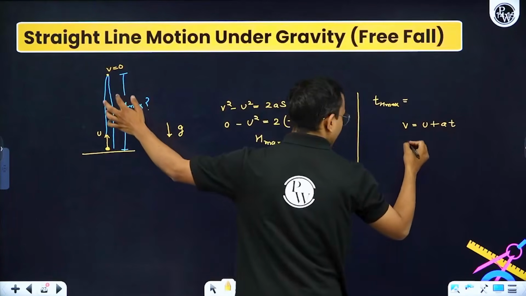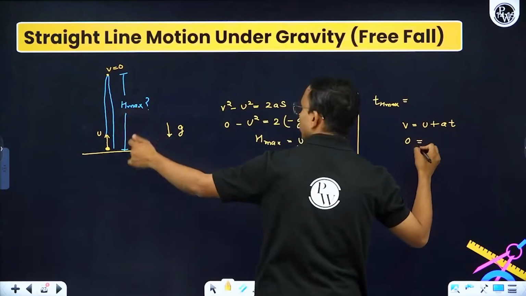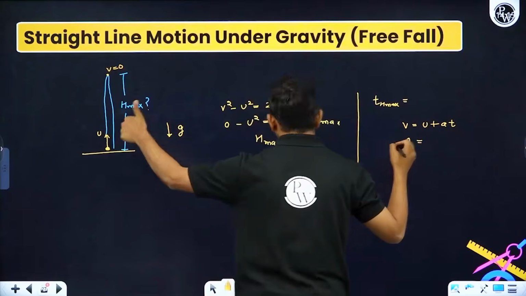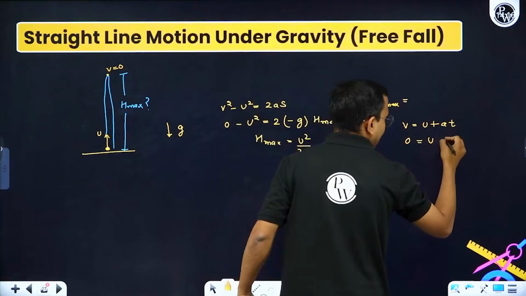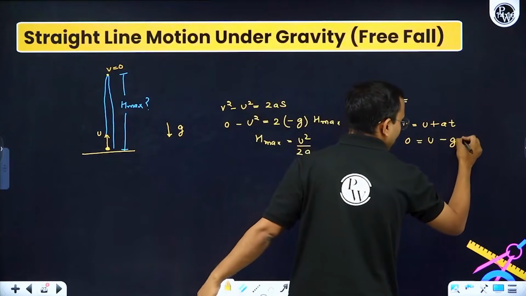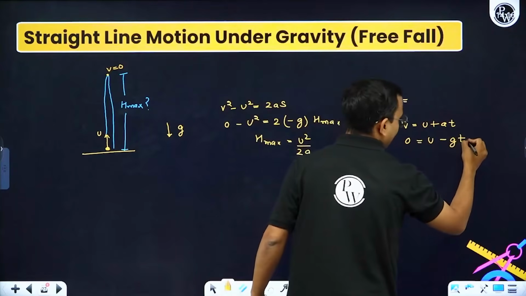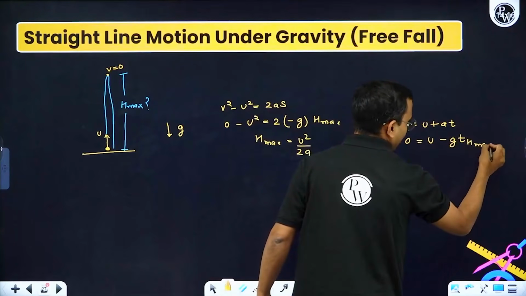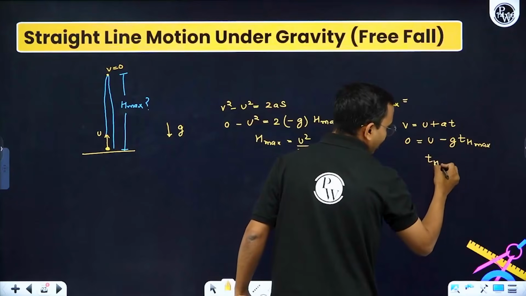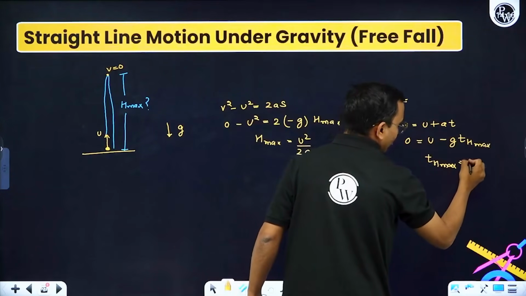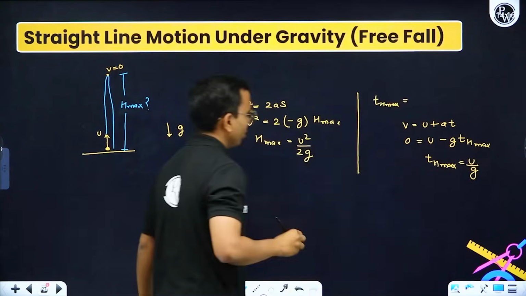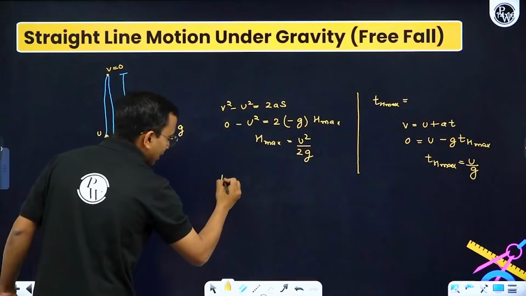What is v? V is 0. What is u? U was plus because it is in the upward direction, so plus u. Acceleration is minus g, downward as negative. So from here I got t_max as u by g. You may find what is t flight.